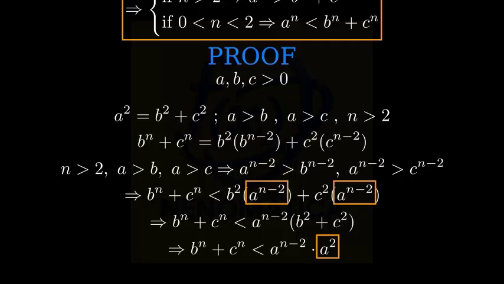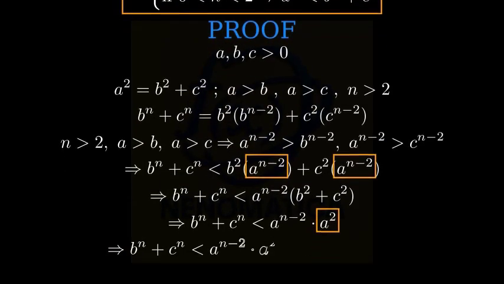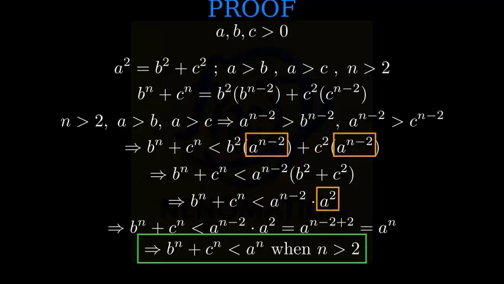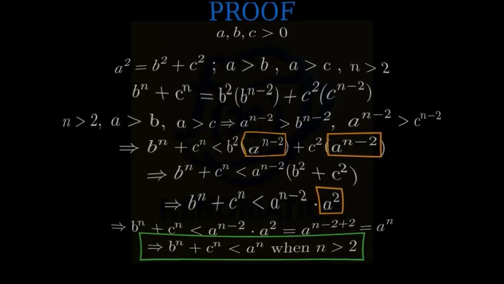Finally, we can combine the exponents on the right side of the inequality. A to the n minus 2 times a squared equals a to the power of n minus 2 plus 2, which simplifies to a to the n. Therefore, we've proven that b to the n plus c to the n is less than a to the n when n is greater than 2.